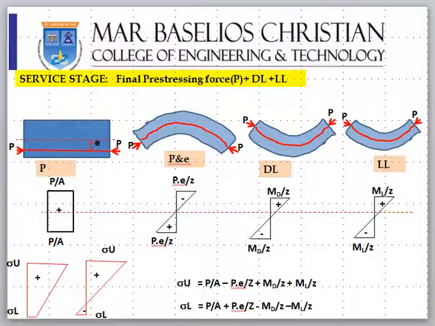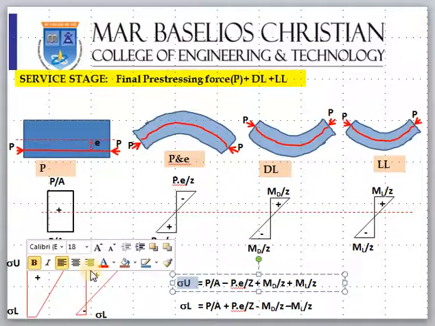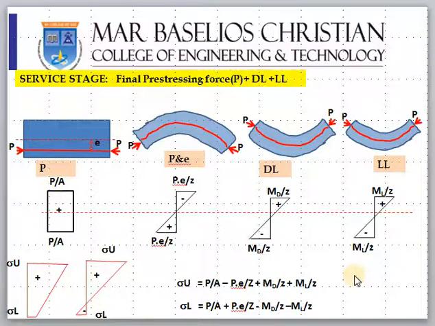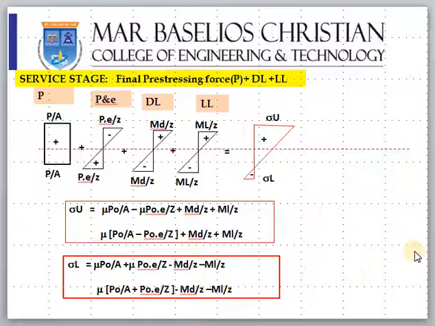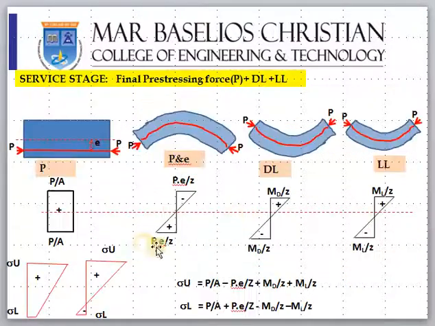So your final stress diagram will be either like this or slightly negative, depending upon the values of all these. It can sometimes be 0 also at the bottom. After getting the final value only, you will come to know how it looks. So I think this is the final one.